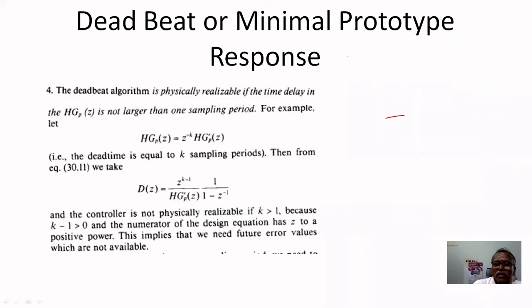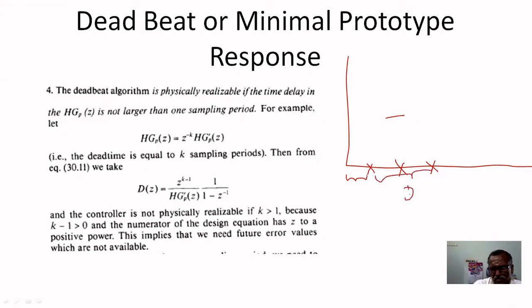assume that, suppose the system has a dead time of 2 sampling periods. For those 2 sampling periods you cannot do anything. So as per rule, we have to assume 1 more sampling period. This 1 sampling period is as per dead beat. These 2 sampling periods are for dead time. Totally 3, if you take, then you will get the response. You have to assume like this.